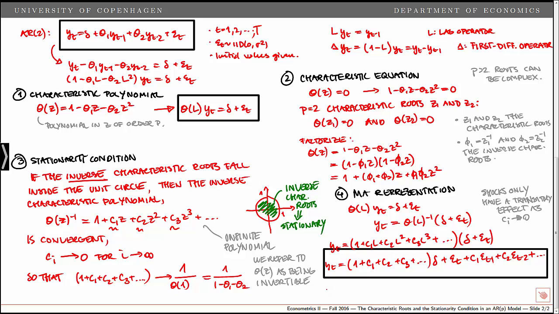From the expression here, we can find the expected value of y_t, and that is given by delta divided by the autoregressive polynomial evaluated in 1, which is equal, in our case here, to delta divided by 1 minus theta_1 minus theta_2. So that's the unconditional mean. It is constant, does not depend on t. But note that it depends on the constant term as well as both of the autoregressive parameters. That's it for now. Thanks for watching.